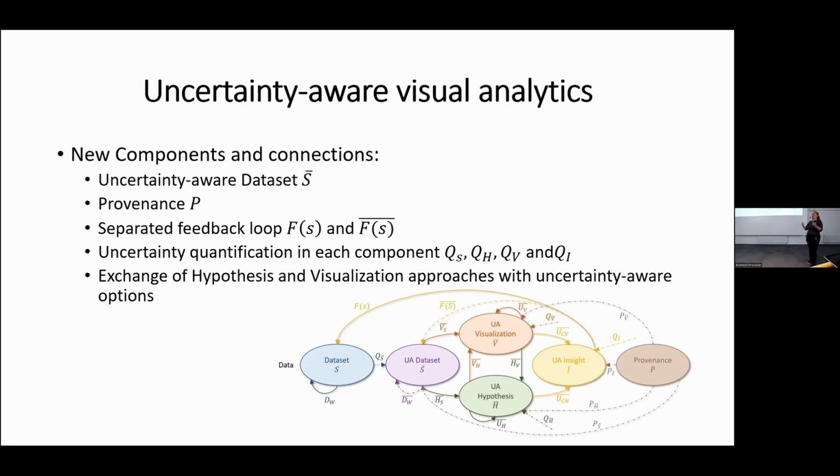So you have to track this somehow and figure out when this uncertainty starts to increase. Then there's a separation between our original feedback loop, because when we're coming from the hypothesis, we're usually really sure about the result that we're getting and about the insight that we are creating.